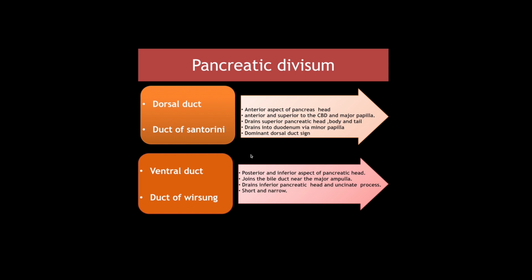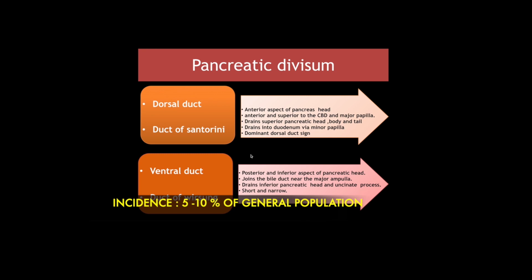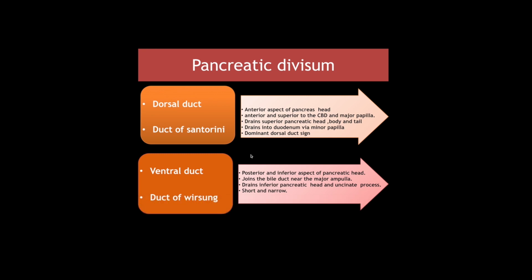In summary, pancreas divisum is a non-fusion anomaly with an incidence rate of 5 to 10% in general population. The dorsal duct or duct of Santorini is the main pancreatic duct, which is seen in the anterior aspect of the pancreatic head, runs anterior and superior to the common bile duct and major papilla. It drains most of the pancreatic parenchyma into the minor papilla of the duodenum. As it drains most of the parenchyma, it is relatively large in caliber and described as dominant dorsal duct sign.